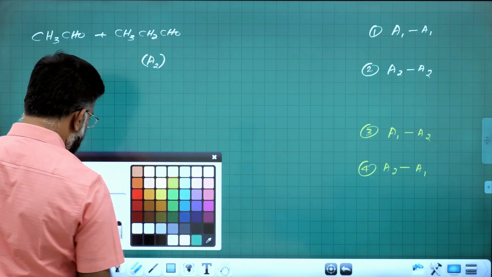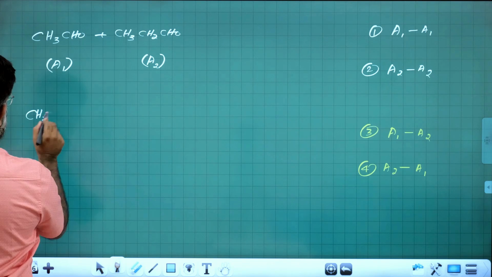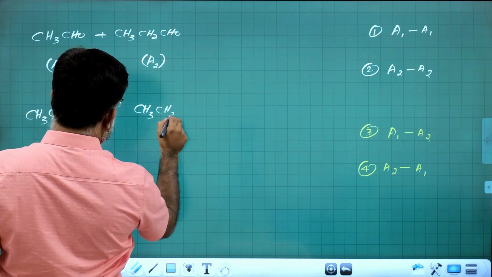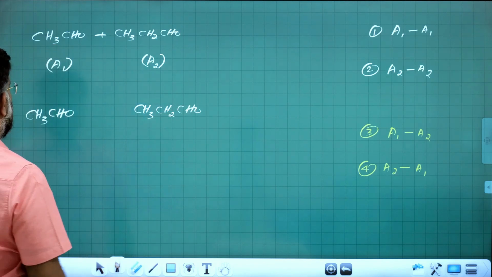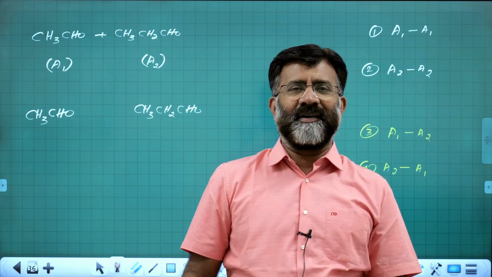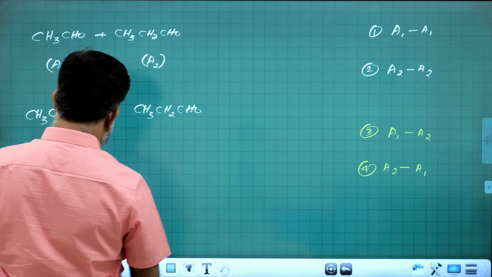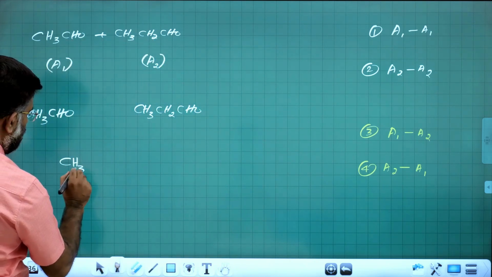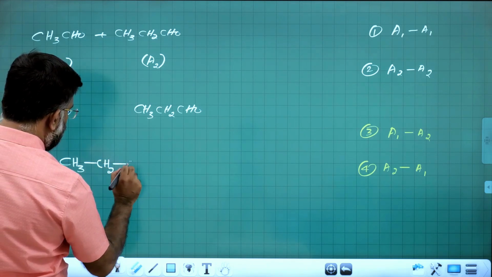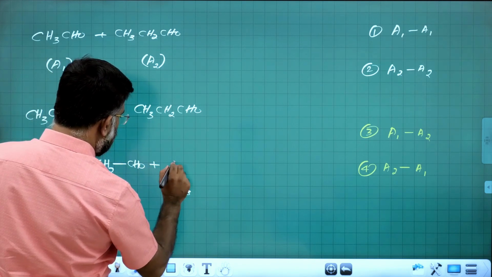So let us try to understand. This is A1, this is A2, this is A1 and this is A2. Let us see what products are obtained. The A1 product is already written, isn't it? What about the A2 product? How can you get the A2 product? This is A2, which is attacked by the next A2.